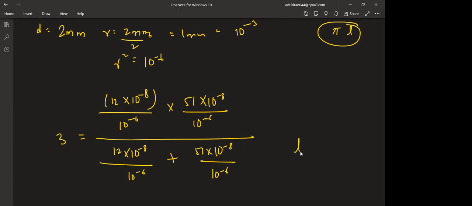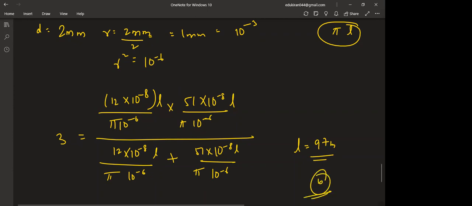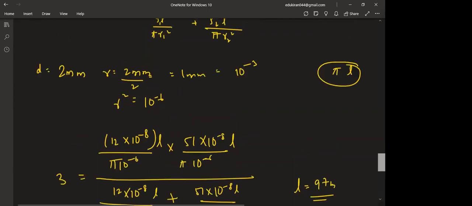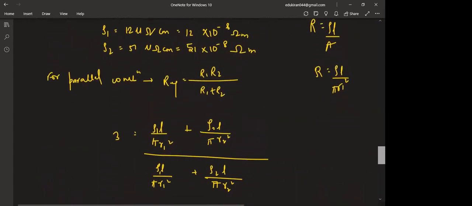So when you solve this, L will remain. L won't be cancelled. One L will cancel, one L will be remaining. Same way with pi also. So let me write, here also pi will come, and one L will remain. So when you solve this equation, this will be 97 meter, which is option B correctly. Note it down.